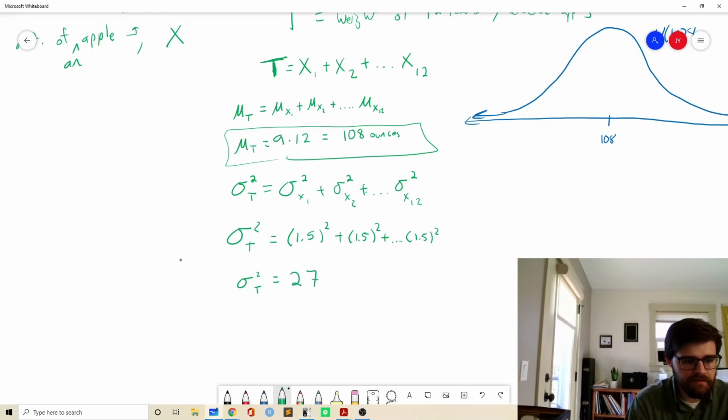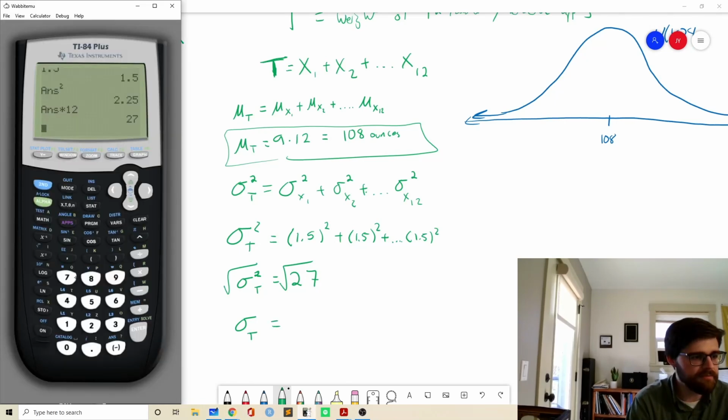Okay, so we get the variance of T, the standard deviation of T squared, is 27. We don't want the standard deviation squared, we just want the standard deviation. So I'm going to take a quick square root of that. And the square root of 27 will be a little bit over 5.